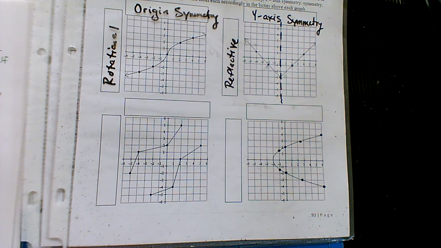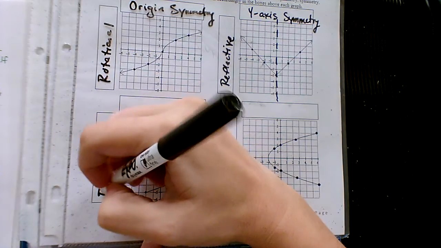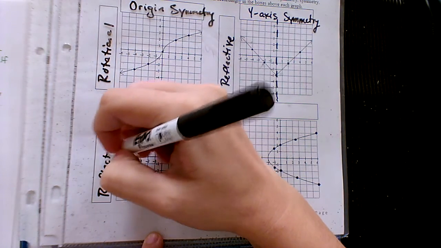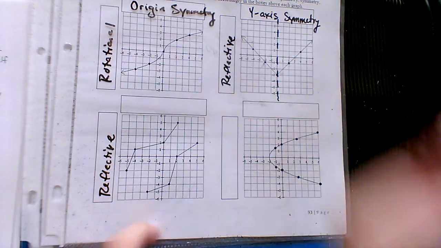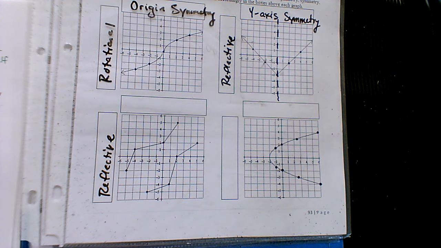What do you think, Pietro? Reflective, okay. So can you tell me where that line would be? How can we fold it? You want to keep going? Yeah. It would be a line that has a slope of 1 and starts from the origin.